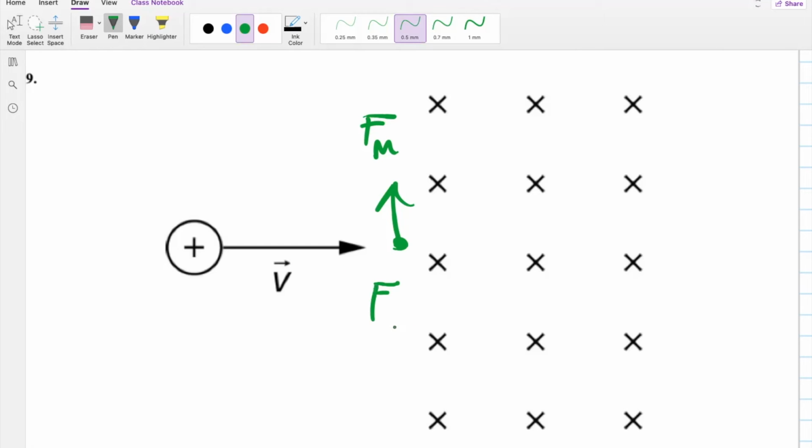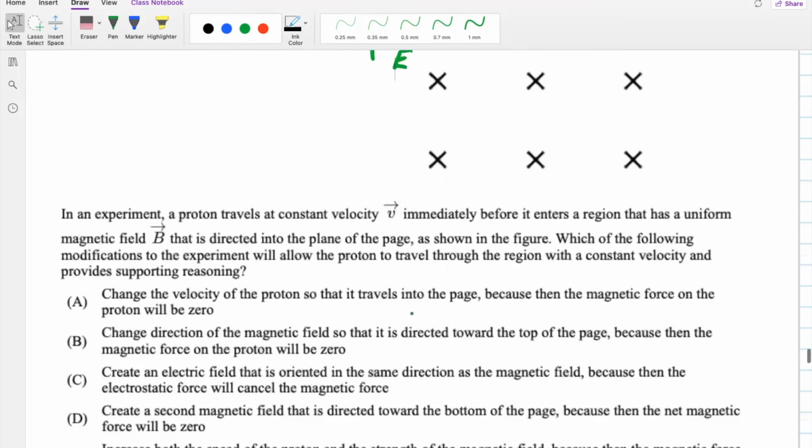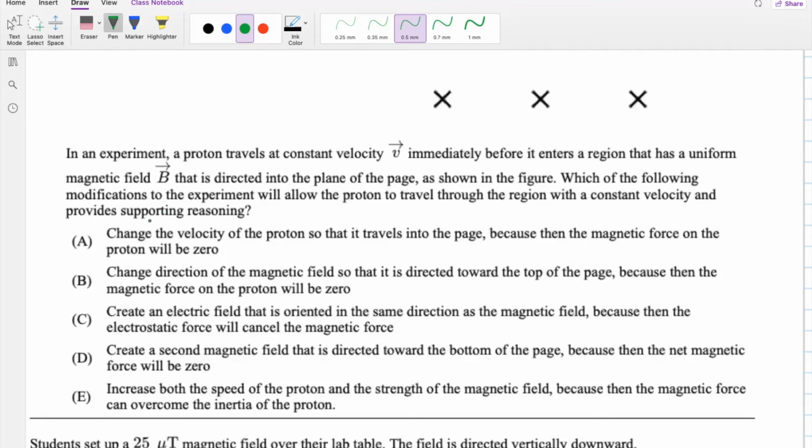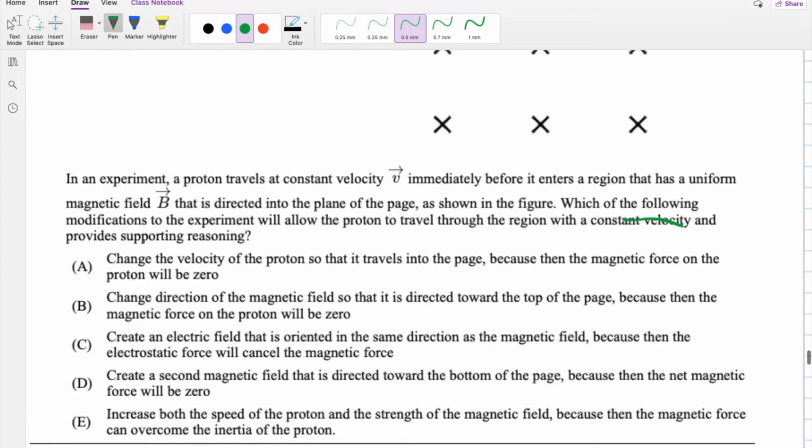The same question asked again and again in this review, just in different ways or applying different skills. In this case, here we have to change the experiment. Change the velocity of the proton so that it travels into the page, because then the magnetic force on the proton will be 0. Ooh, I think that works.